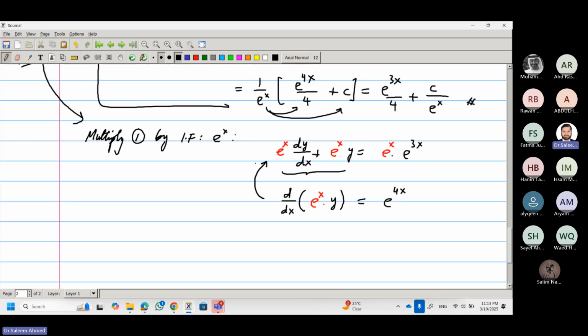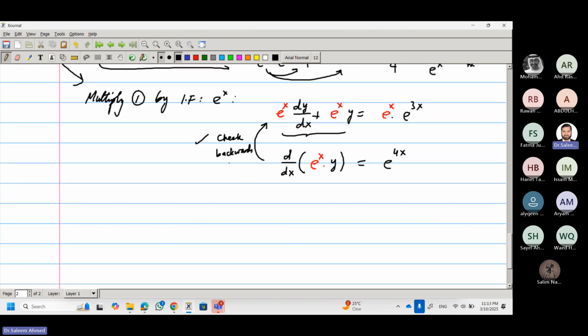Now you can check backwards. As I said, you can check it backwards whether it's correct or not. If you use the product rule, you will exactly get that. Okay, so this is fine. Now integrate. The last step is to integrate here.